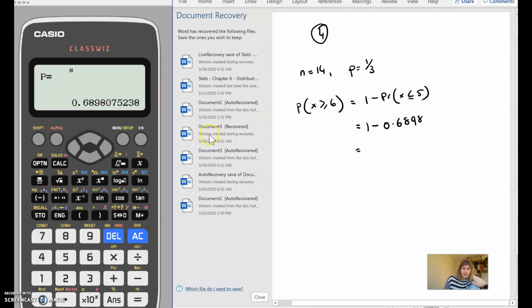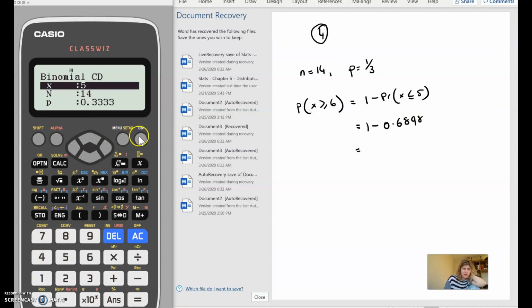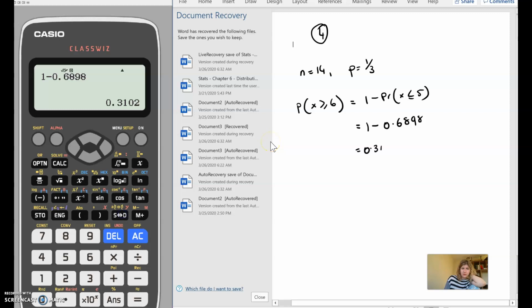We get 0.6898. Okay, so if we go back to our calculation menu, then 1 minus 0.6898 gives you 0.3102. So that is our chance that he gets 6 or more correct and therefore passes the test.